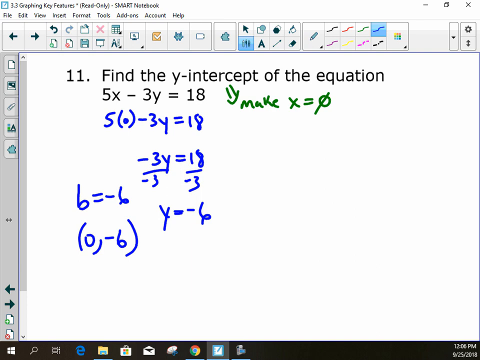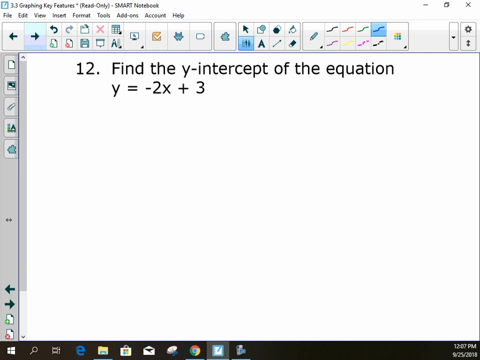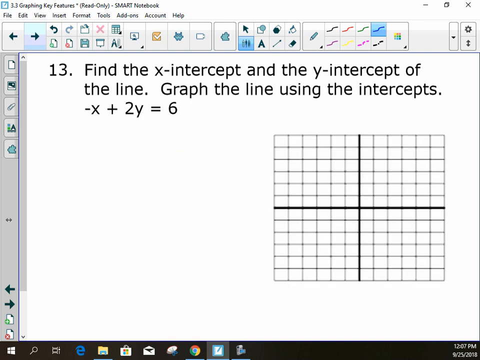All you got to remember is, finding the y-intercept, make x 0. Finding the x-intercept, make y 0. See, on the recording, you don't get the fancy dance moves. Find the y-intercept. Okay, here we go.